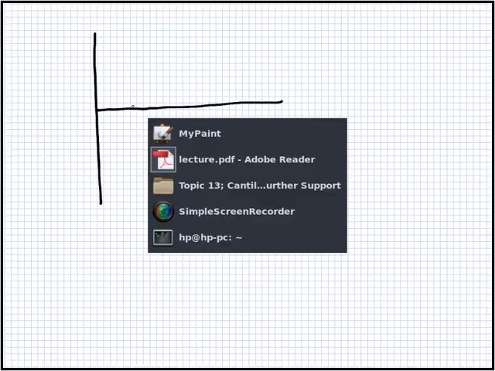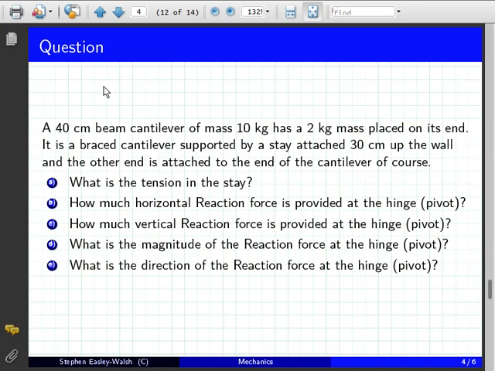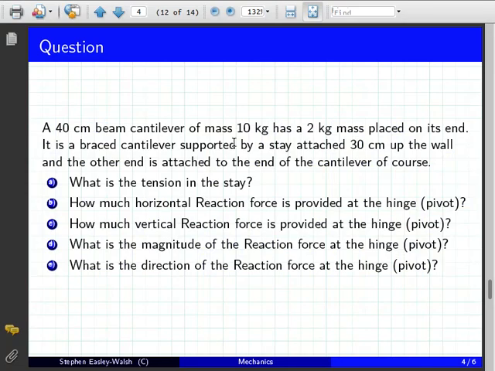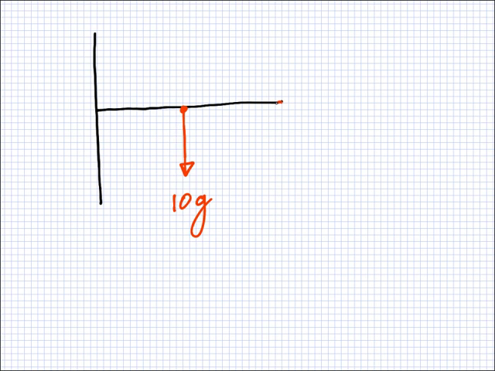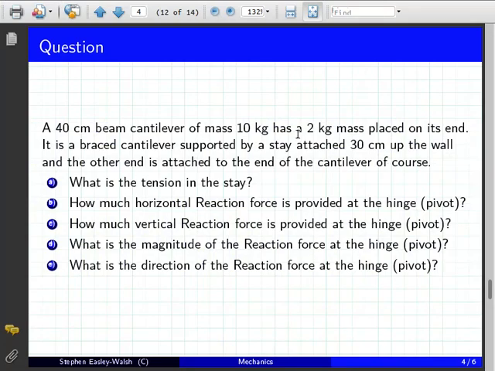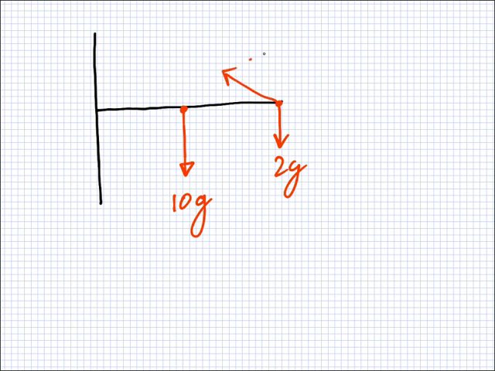It's 40 centimeters. That's 40, okay. And it's 10 kilograms, so that means there's a weight here of 10g. Has a 2 kilogram mass placed at the end. Oh yes, 2g. Oh, I don't think this will work actually because there's too much on it. Because then you'll have the tension here and the reaction here. So if we want to use Lami, we'll have to get rid of one of these forces.